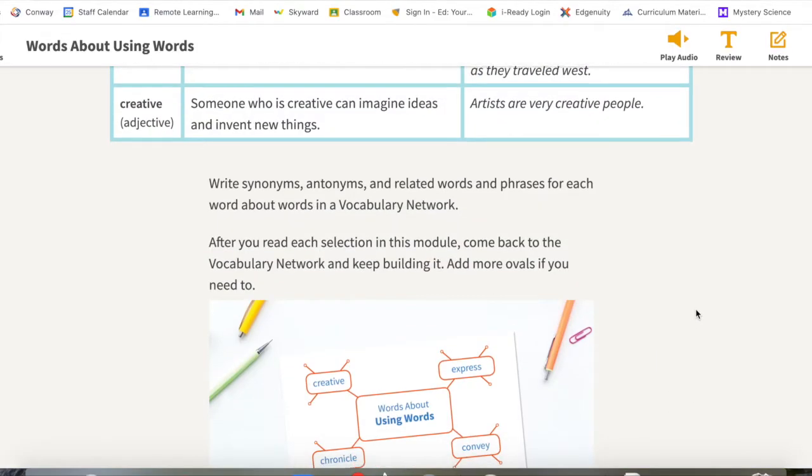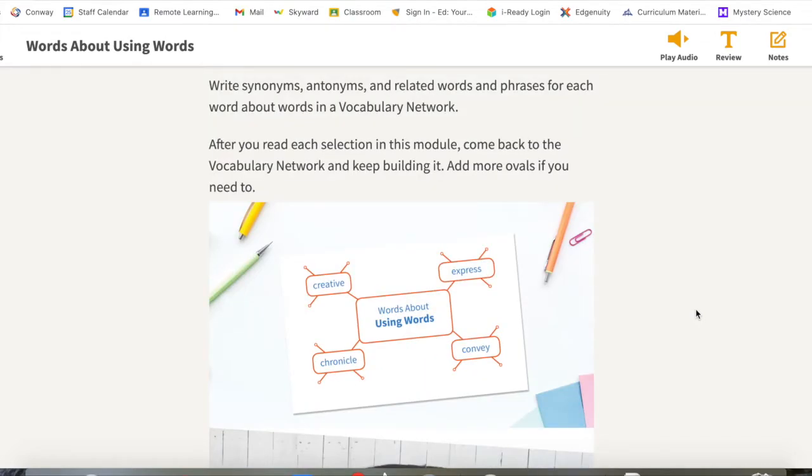So, on page 109, there is a word web to help you think about these new words. You can put phrases and things that mean the same to help you remember what these words mean, or you can add little sketches if that helps you. You might put antonyms, opposite words, but make some kind of mark that you know that the word you chose is the opposite.